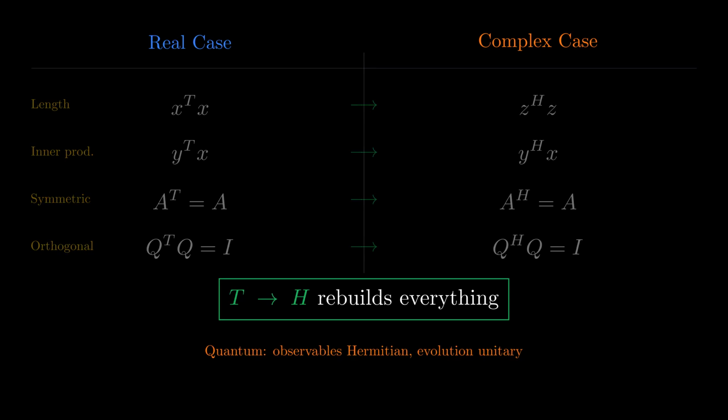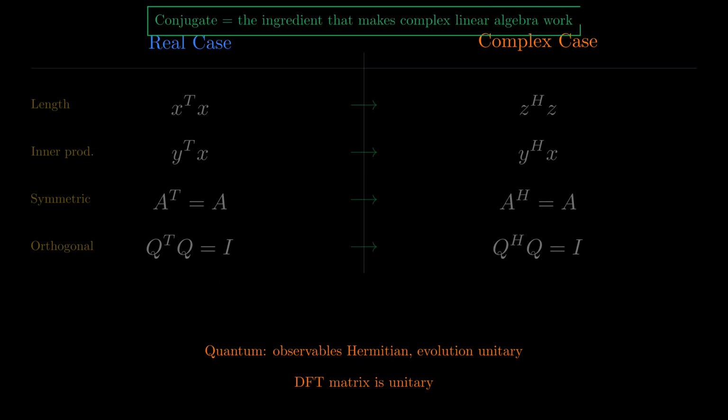Hermitian operators model physical observables in quantum mechanics. Unitary matrices describe time evolution and rotations. The discrete Fourier transform matrix is unitary. The conjugate isn't a complication, it's the single ingredient that makes complex linear algebra work.